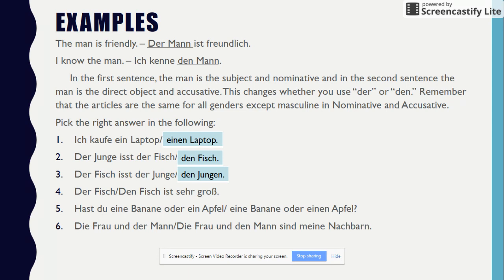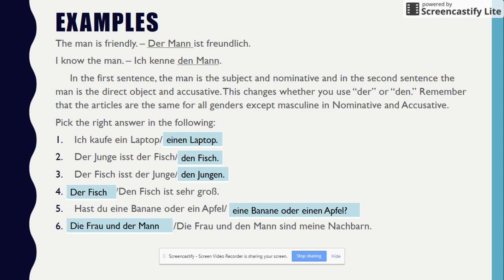You can see in number 2 the example is similar, but you've switched which gets der and which gets den. In number 4, der Fisch is the right answer because it is the subject and nominative. And number 5, eine Banane oder einen Apfel, because what you have is a direct object. Number 6, die Frau und der Mann. They are the subject. They sind meine Nachbarn, "my neighbors".